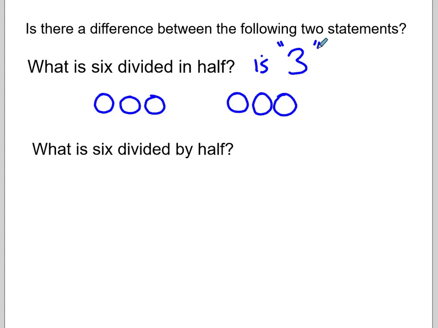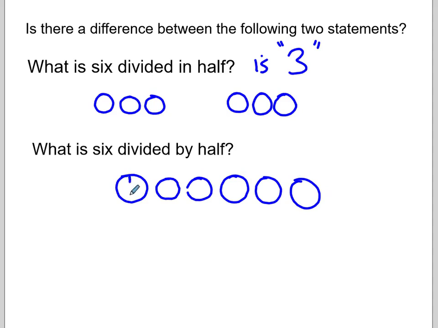The second question is asking you how many halves fit inside your 6. So if we draw the same 6 blue circles, the difference now is we're not trying to break them into two separate groups. We want to count up how many halves there are. Well, let's count. 1, 2, 3, 4, 5, 6, 7, 8, 9, 10, 11, 12. So the answer here is 12.